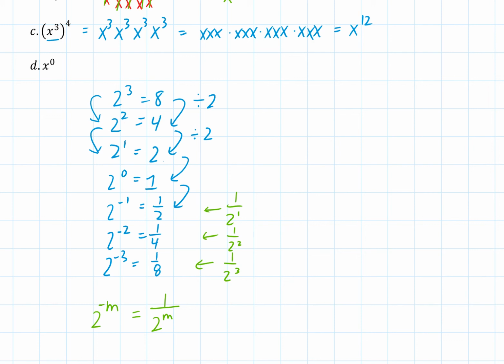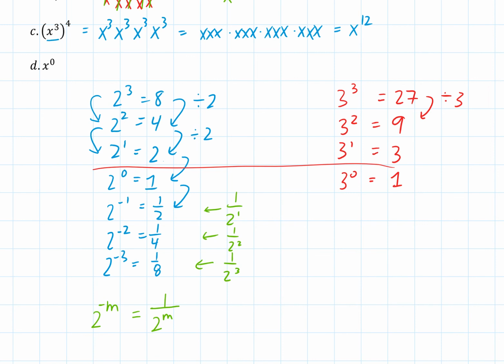Let's make sure this wasn't only working with 2's. Let's try it just with one other number, another base, to make sure indeed this is a pattern and not just an interesting coincidence. 3 cubed is 27, 3 squared is 9, 3 to the first is 3. This time the pattern is divide by 3. Oh, interesting. So in both cases, anything to the 0 power is actually 1. 2 to the 0 power, 3 to the 0 power, 84 to the 0th power.